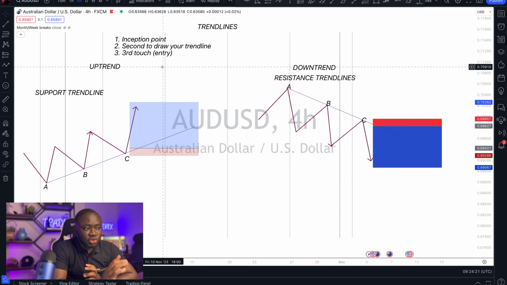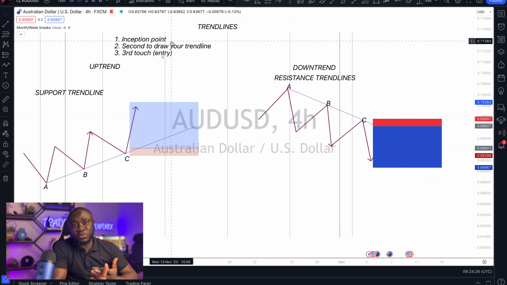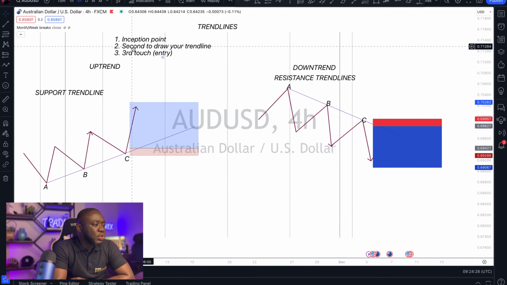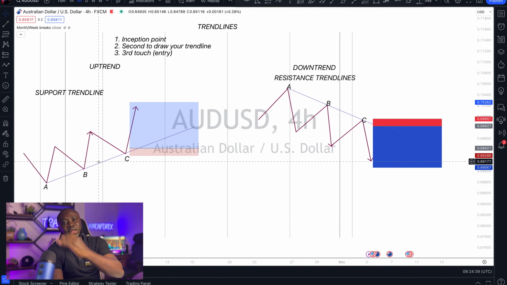So like I say, with your trend lines, if you are trying to draw your trend line, the first thing you need is your inception point. Then you make sure you have your second touch or your second point to draw your trend line, like we see here. So you have your first point. The moment the market gives you a second point, you just draw a trend line connecting both points, then you extend into the future. Once you do that, all you need to do next is simply wait for the market to come back and then hit your trend line.